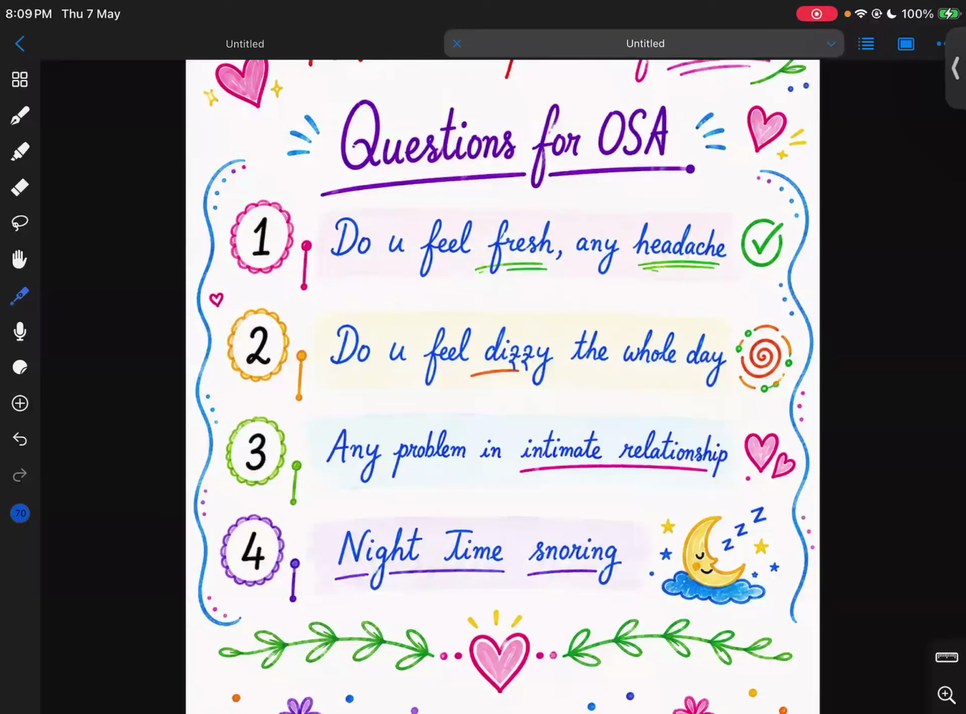Then the patient will feel dizzy due to sleepiness the whole day. So we have to ask, do you feel dizzy the whole day? Any problem in intimate relationship, that is erectile dysfunction. And the screening question is snoring. So these are the confirmatory questions for obstructive sleep apnea.